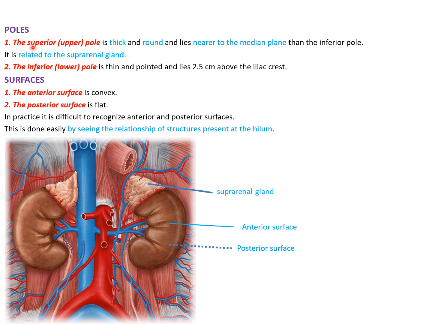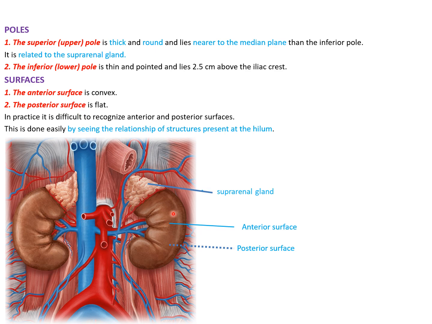Now coming to the poles, the superior or upper pole is thick and rounded and is nearer to the midline as compared to the lower pole, and it is related to the suprarenal gland. The inferior pole is thin and pointed and lies 2.5 cm above the iliac crest.